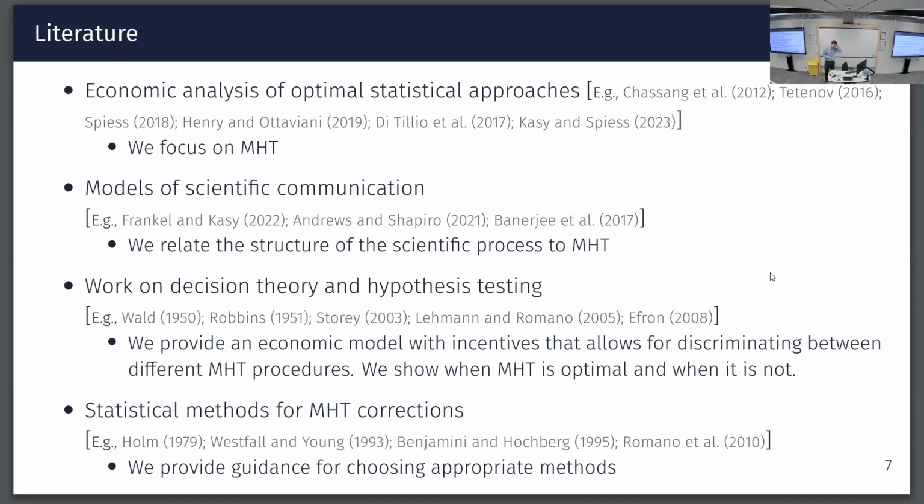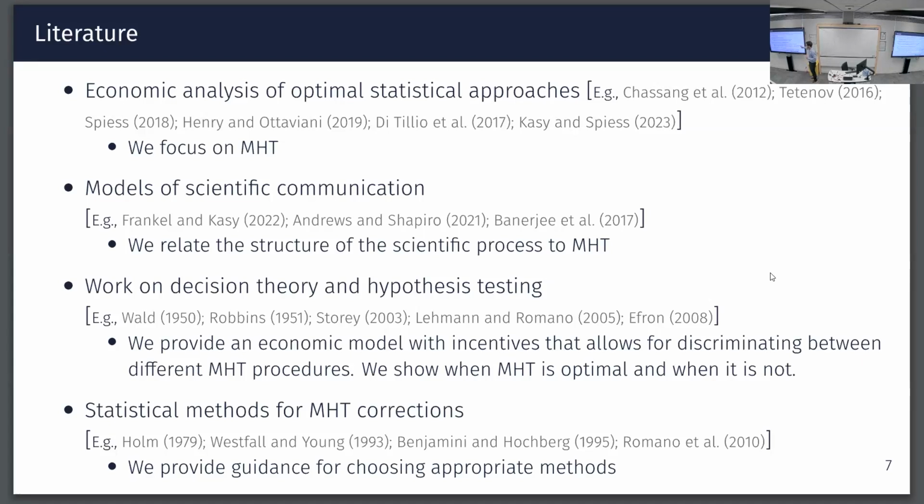Okay, so there is a large literature, and some of you have worked, of course, in this space. We connect to the literature on economic analysis of optimal statistical approaches, and the difference with respect to this literature is that we focus on multiple hypothesis testing, whereas there the problem is mostly about single hypothesis testing. We connect to the literature on scientific communication, and again the main distinction is our focus on multiple hypothesis testing. The connection here is mostly to think about multiple outcomes from this heterogeneous audience perspective, so it's going to be for the second part of the paper.